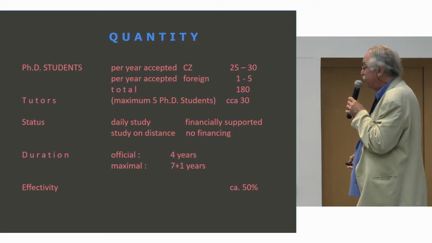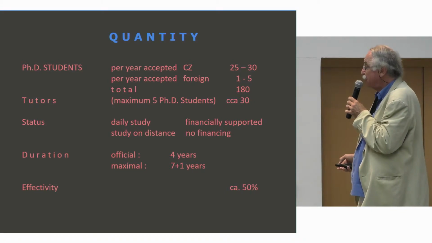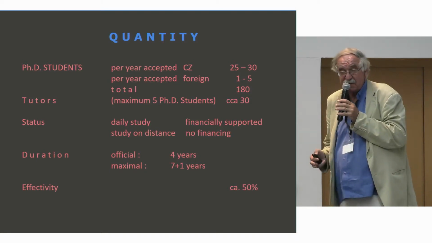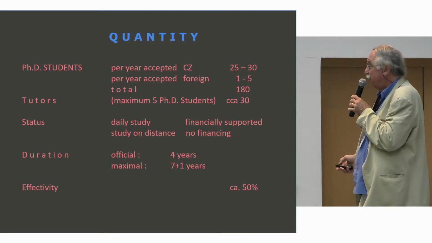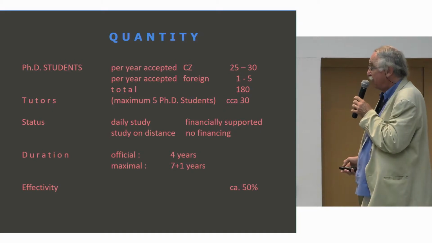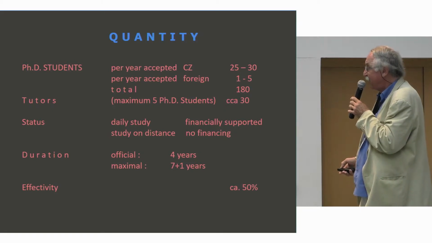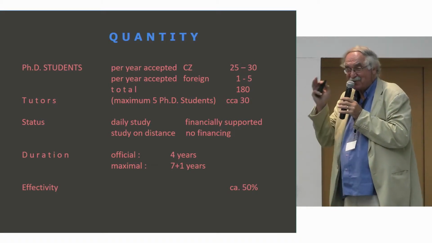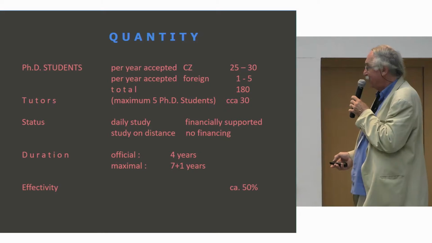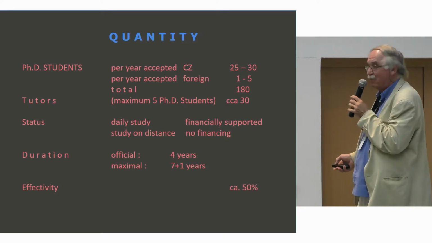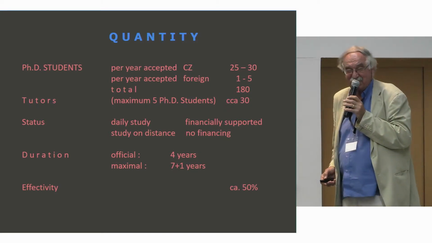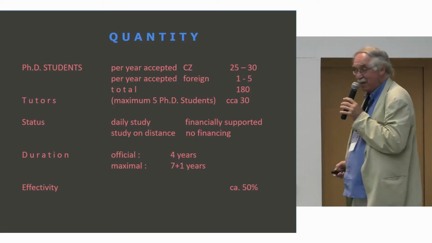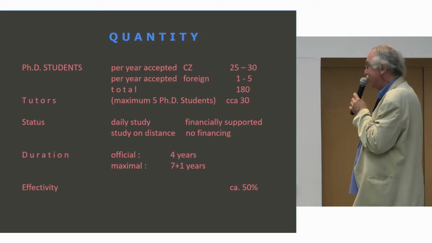The basic duration, the time in which you should finish, is 4 years. It means the financing is coupled to the official time of 4 years, but we also have a time limit, which means 7 + 1, totally 8. But if you can count, then for the last 4 years you have to finance it yourself. It's a kind of breaking point for a lot of candidates, of course.